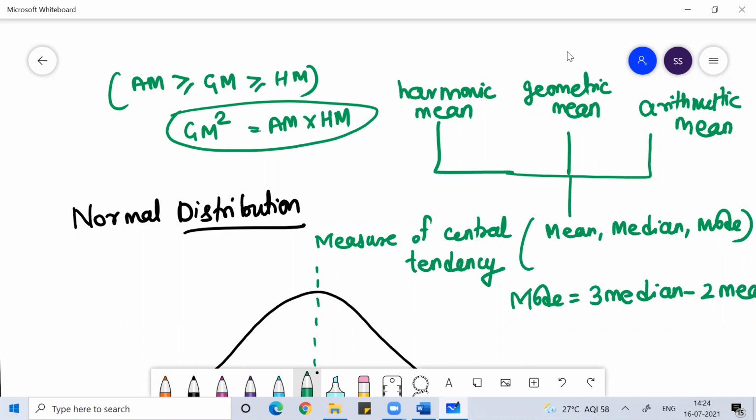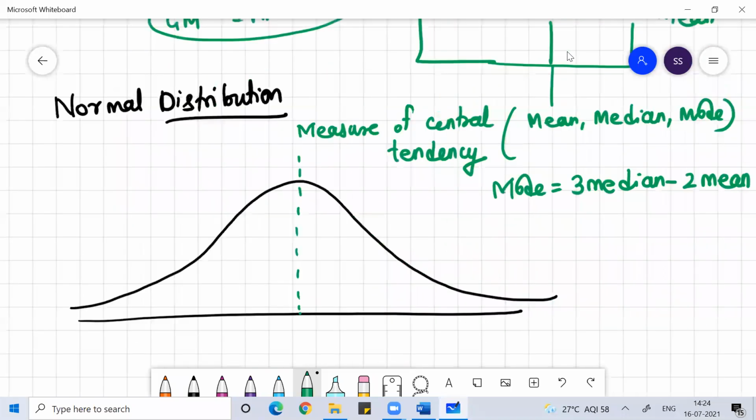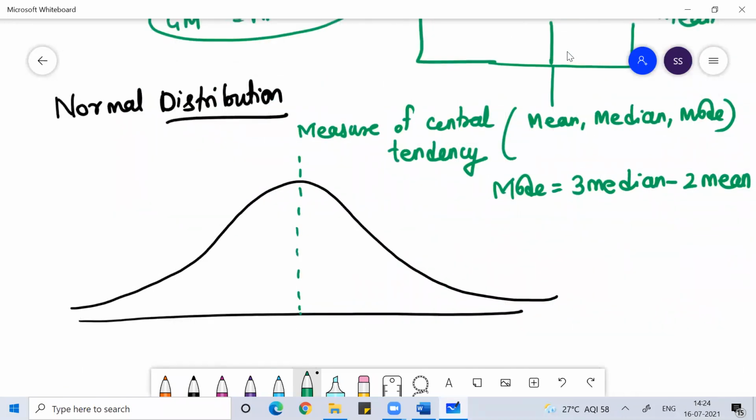So mean can be arithmetic, geometric, or harmonic, and then we have mode and median. All together we study them in measure of central tendency. When we look into the data, we believe that the maximum data will lie at the center. But all the data will not be at the center. The majority of the data can be dispersed from the center, and to understand the dispersion or randomness, we need to study measure of dispersion.